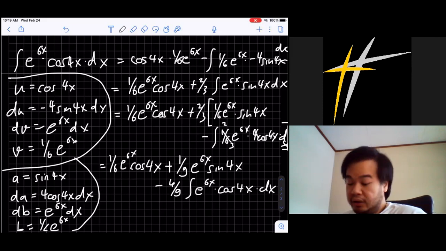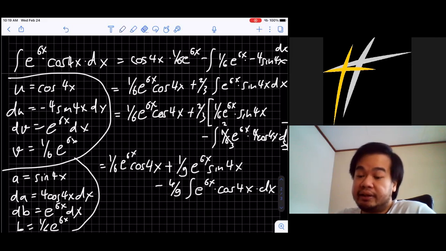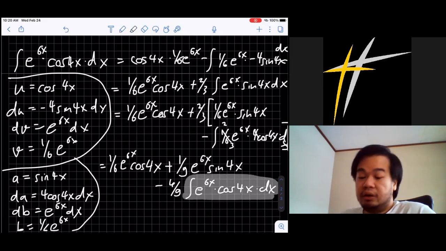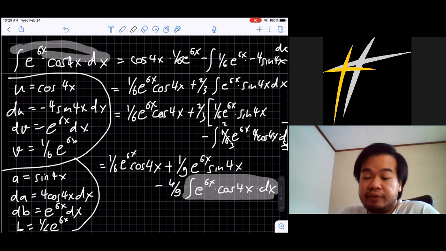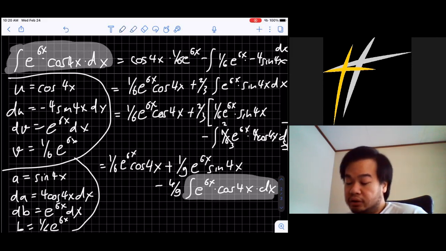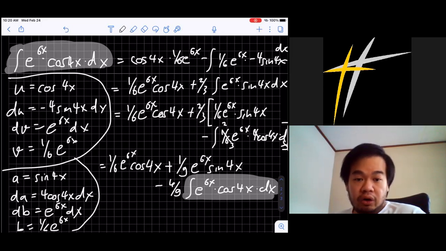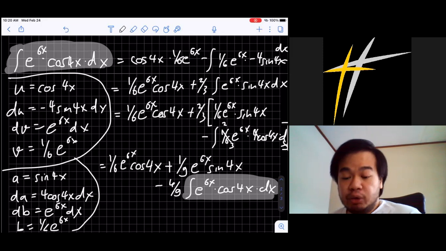All right. Now realize that actually you get the same integration here as the one in the original problem with a certain coefficient. It's the integral of e power of 6x times cosine 4x dx, right? So stop here. What we need to do is to isolate the one that we want to find.